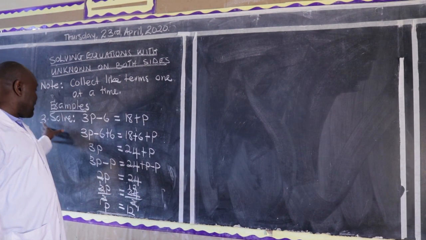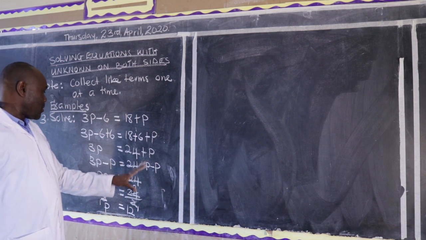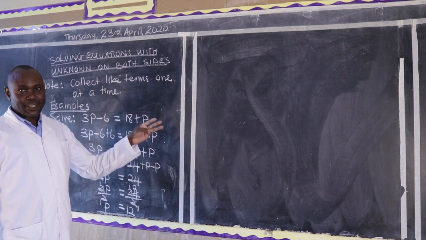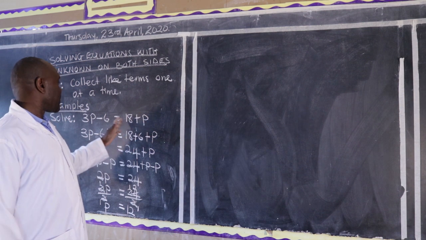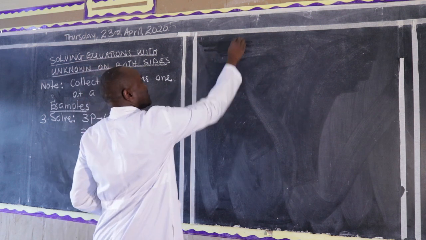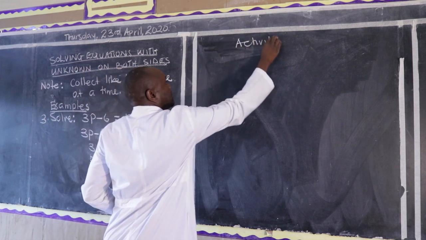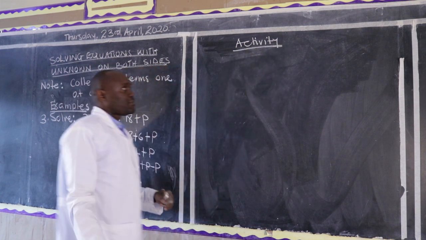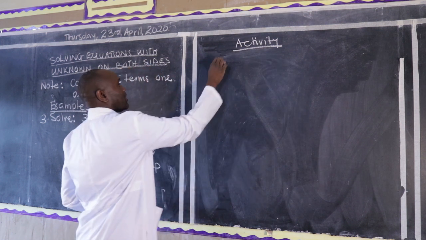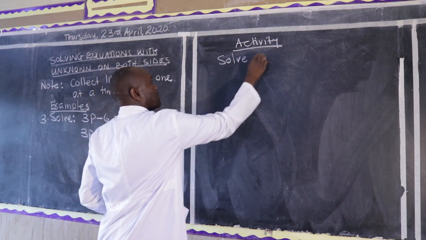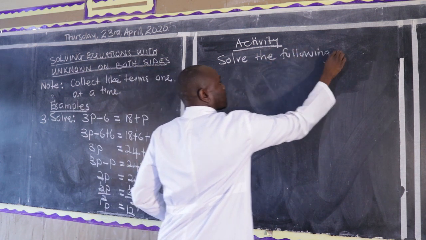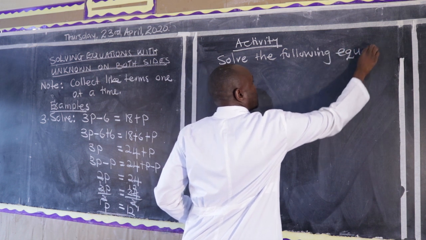Okay, we are done with the examples. You know you should always have all the 4 skills. That is writing, listening, reading. And what's the last one? That's your assignment. So let's look at the activity. You know, mathematics needs practice. So we shall say, solve the following equations.